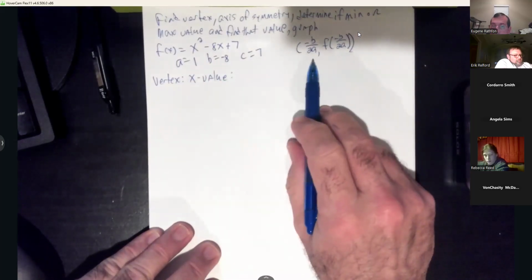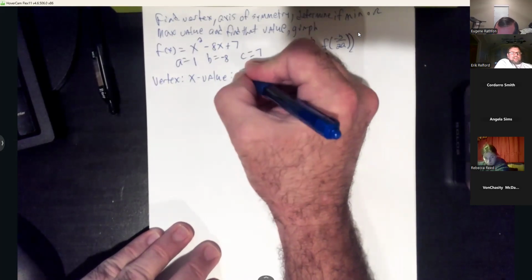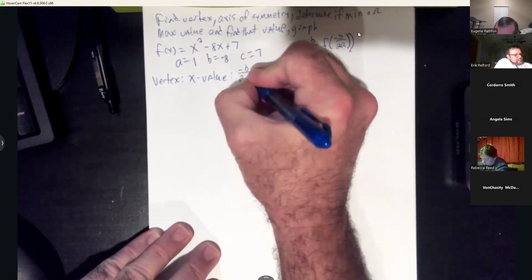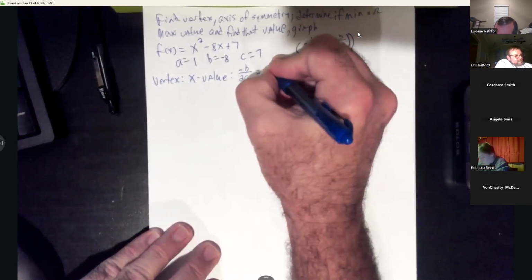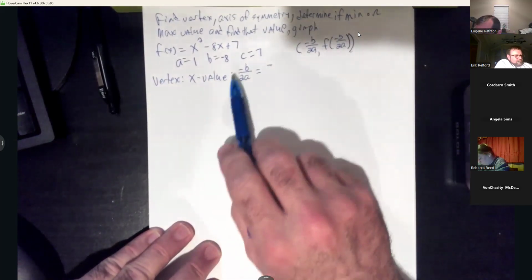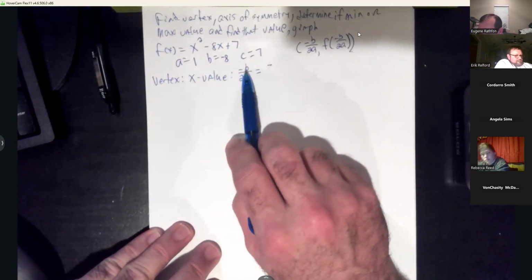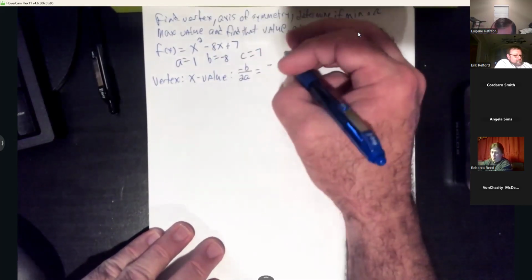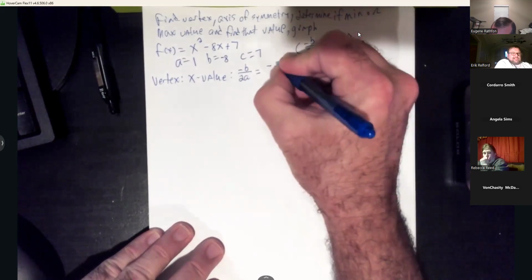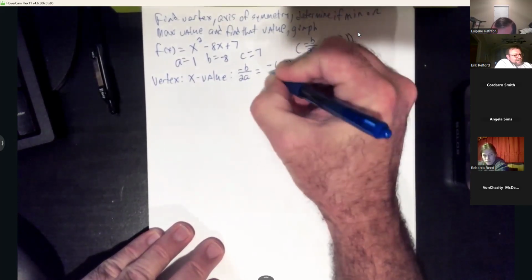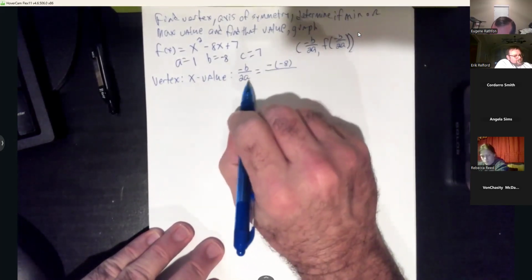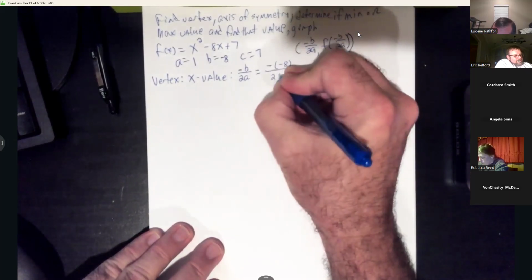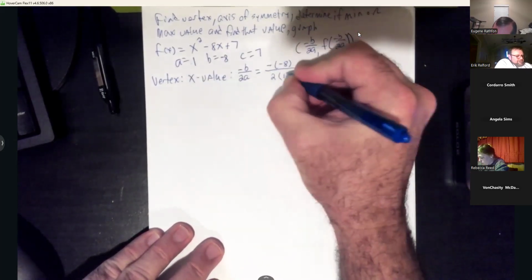All right, y'all, the x value is -b over 2a. So bring down that negative. Just like on the quadratic formula, automatically you're going to write that negative. Now my b is -8. So I'm going to have my negative and then that -8 over 2 times my a. Well, my a is 1.